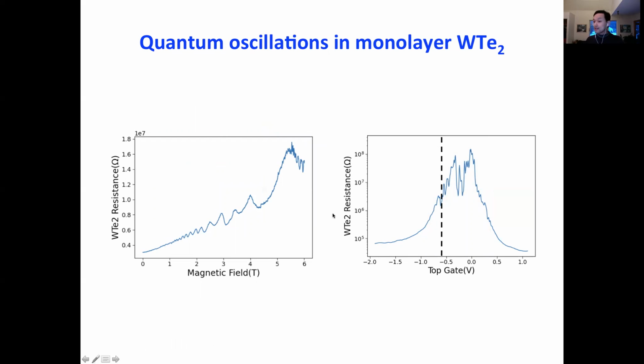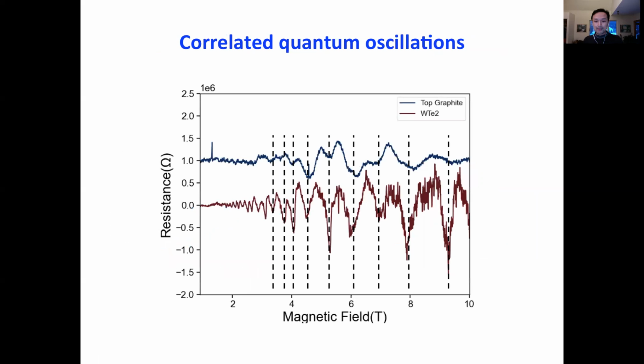Well, the interesting thing here is that we can also measure the graphite gate resistance at the same time, right? Then we can compare the two resistances together. And this is the quantum oscillation of both the tungsten telluride layer and the top graphite layer, subtracted by a smooth resistance background. So you can see that the oscillations of both the top gate graphite and the tungsten telluride match with each other very well.